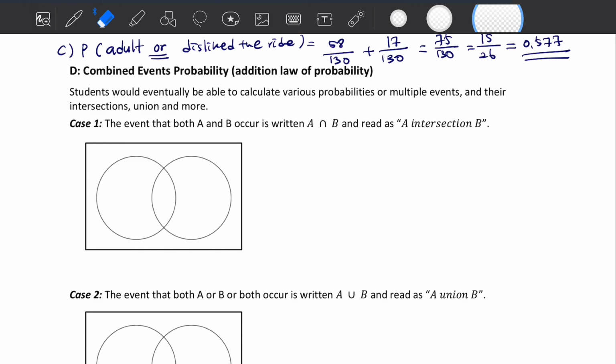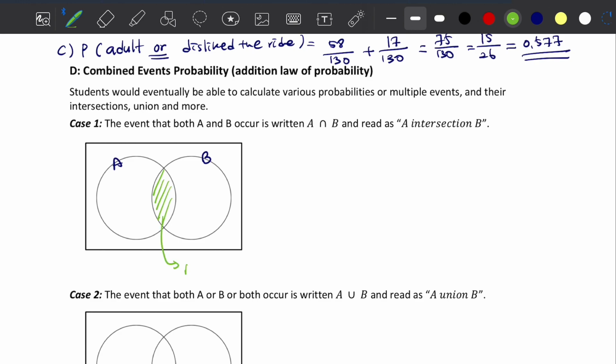So case one is A intersection B, which means that when we have event A and event B, there is a chance that these events will overlap each other, right? Then this case is called A and B, and it can be written as A intersection B. This is the symbol for intersection.